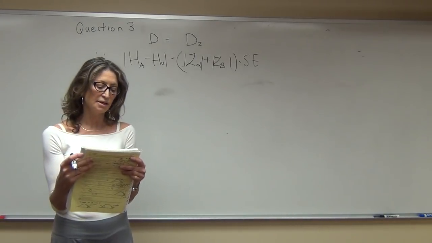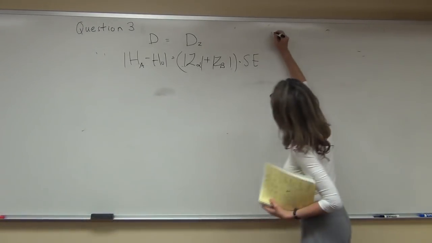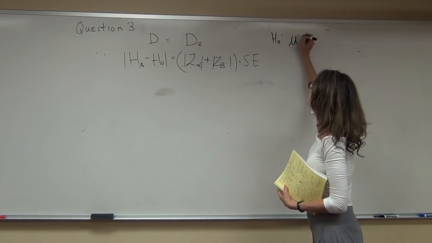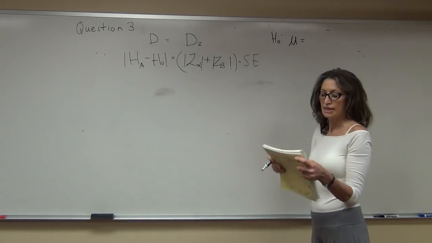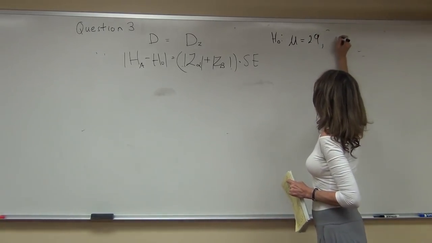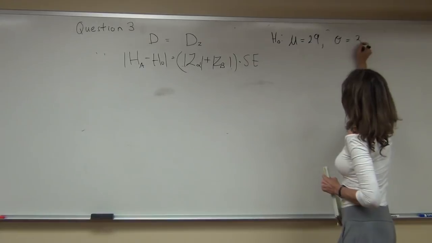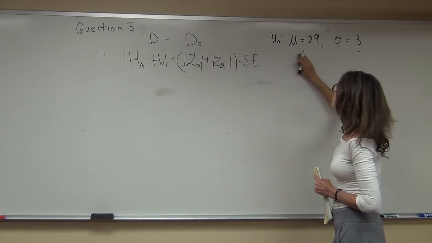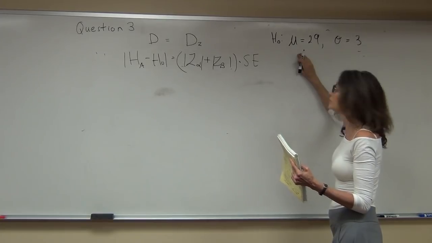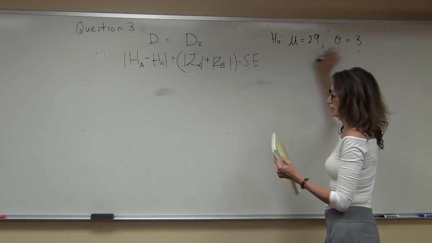So that's the null hypothesis, we'll put it up here: the population average, we'll call it mu, equals 29, and the population standard deviation, sigma, equals 3. Population, so that's all 7,000 people. So the average of the 7,000 students is that.